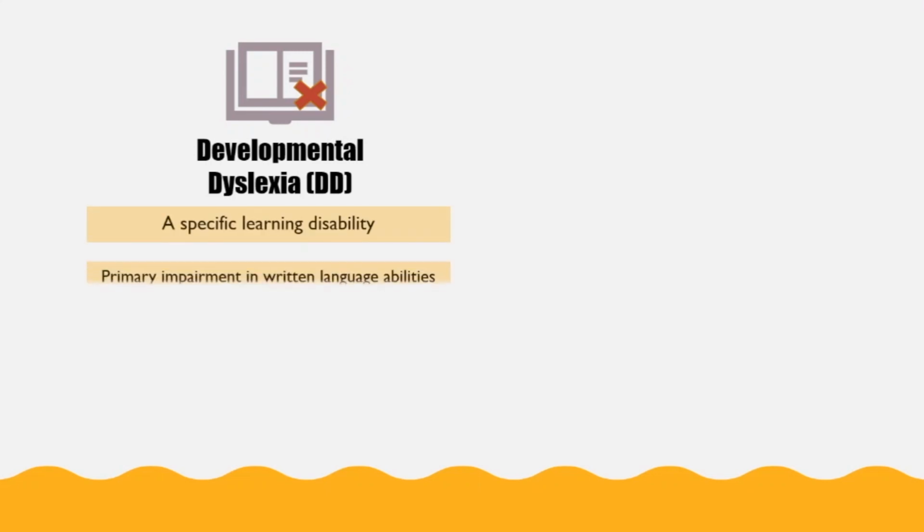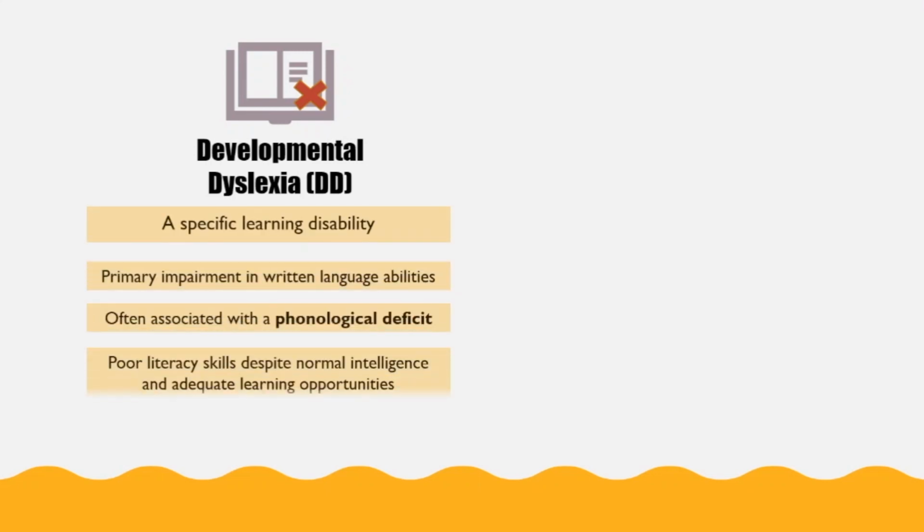Okay, so dyslexia, I'm sure many of you already know. It is a specific learning disability where the main impairment is in the children's written language abilities. Oftentimes it's associated with a phonological deficit, and then we see the children showing poor reading and spelling skills, although they have normal intelligence and they receive adequate learning opportunities.